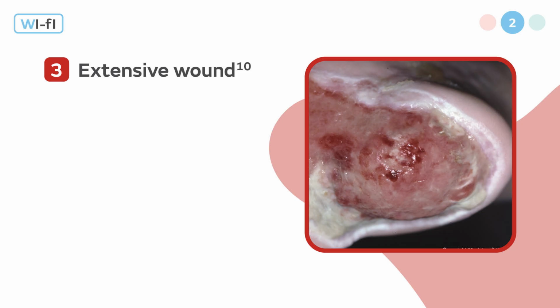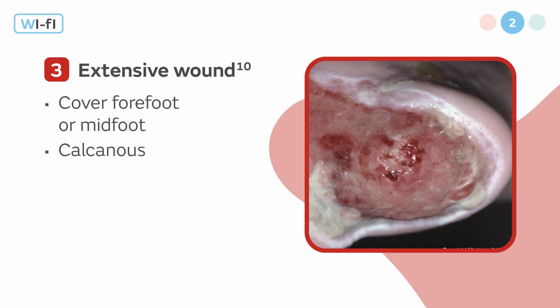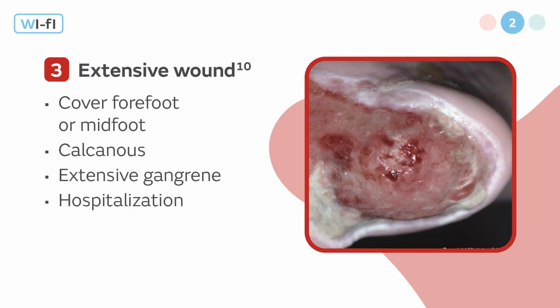Grade 3. If the size of the ulcer is extensive, large enough to cover the forefoot, midfoot, or calcaneus, grade it as a 3. Extensive gangrene would also warrant this classification. You should be doing everything you did for grade 2, but now you should strongly consider hospitalization. There is a high chance that the leg or foot will need to be amputated.